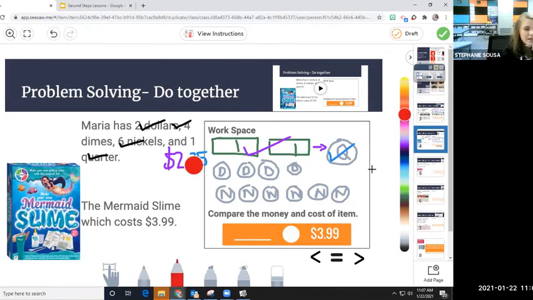Now I'm going to count by tens. I'm at $2.25 plus 10 is 35, 45, 55, 65. So now I have $2.65. And I'm going to cross out the $2.25 because I have a different amount now.